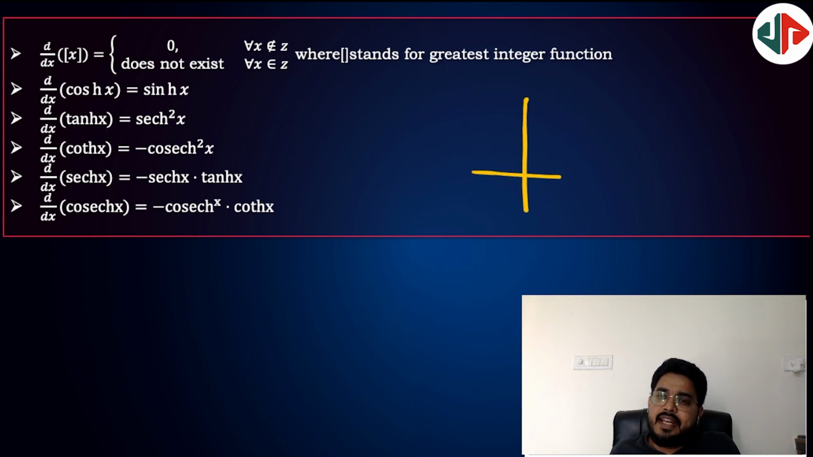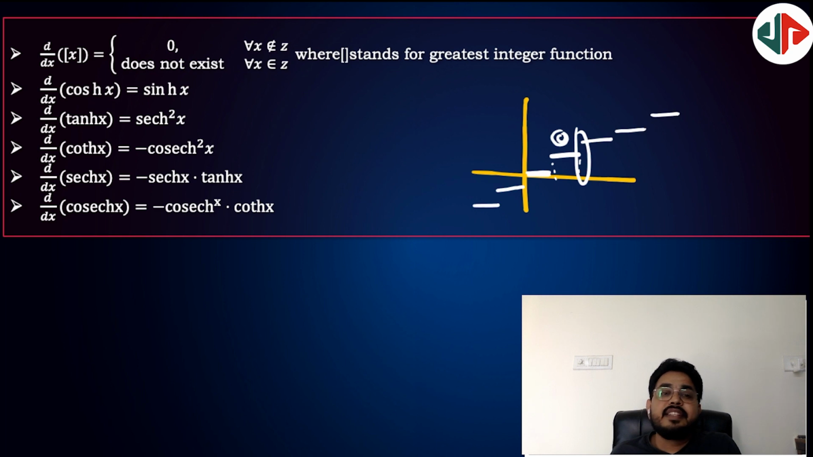If you look at greatest integer function, so step x 0 to 1 value will be 0, 1 to 2 value is 1, then 2, then 3, like this. So what is this one? When it is non-integer, the slope is equal to 0. Where integer, it is discontinuous, does not exist where x belongs to z.